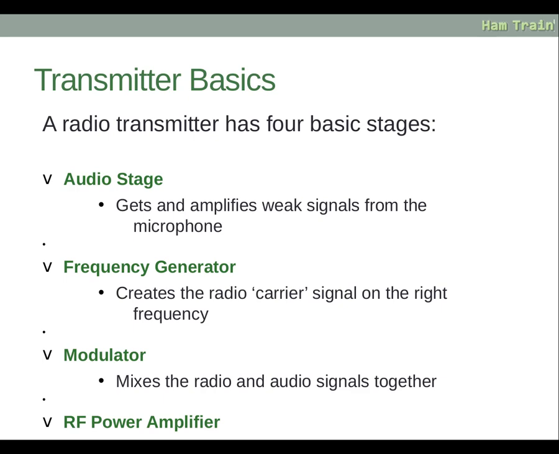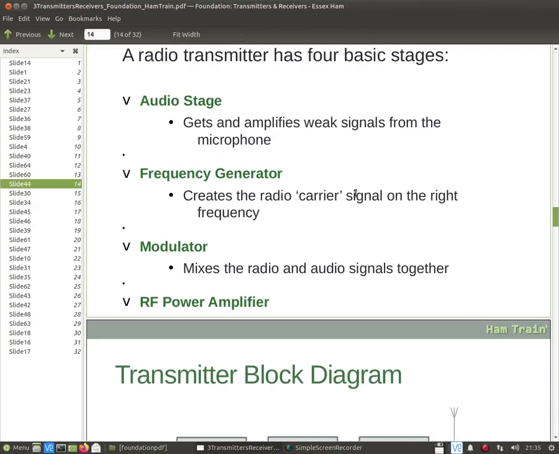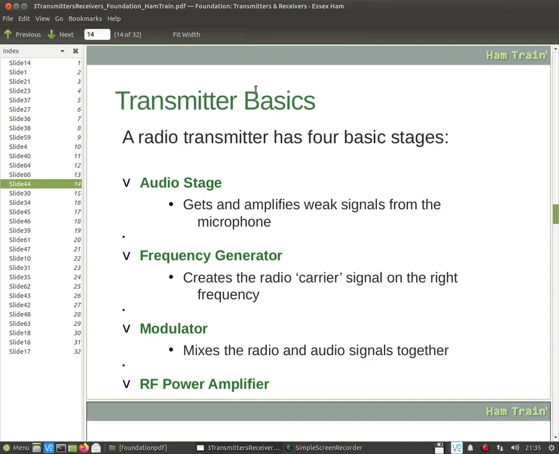These signals are then passed to the modulator, which mixes the radio and audio signals together. And then we have the RF power amplifier, which amplifies that modulated signal and sends it out. Apologies for this, it seems to have been chopped off the bottom of the presentation here.